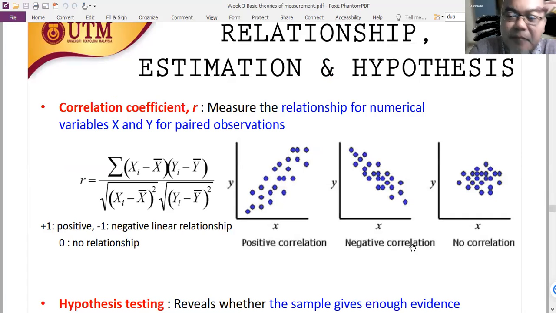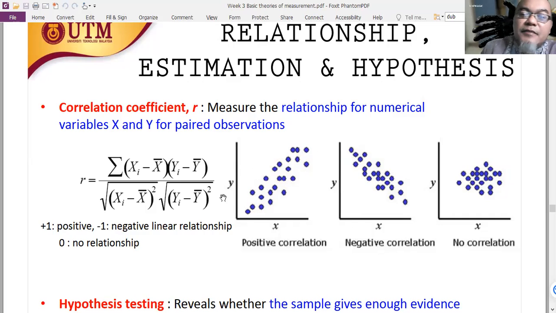So when we measure, let's say the signal, when we are measuring two variables, let's say the ECG and other heart-related data, which may show whether that person has a certain disease in the heart or not. To know the relationship between two variables X and Y, we use this correlation coefficient R. This measures the relationship for numerical variables X and Y for paired observations.